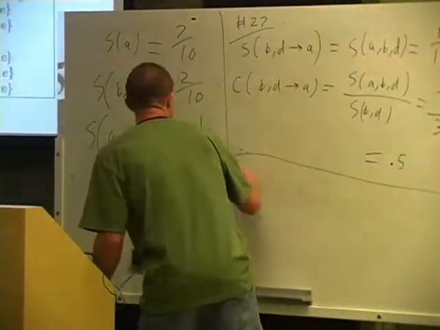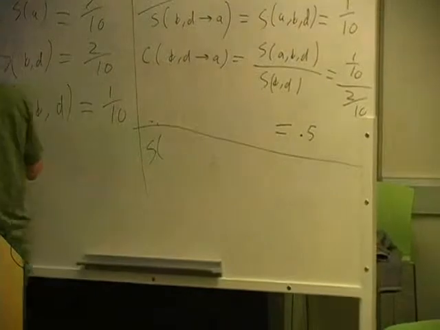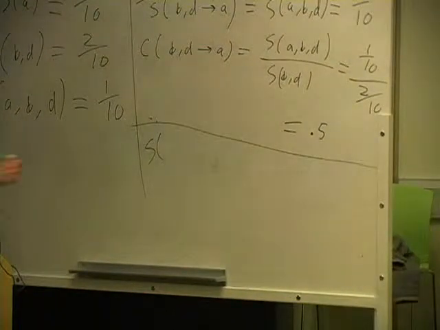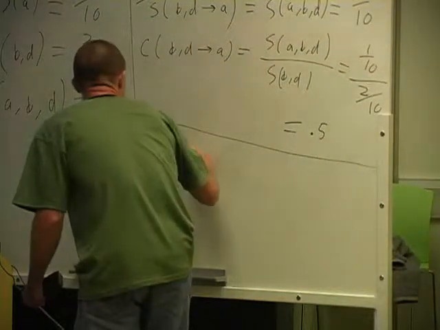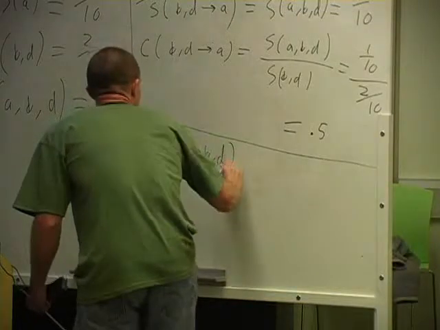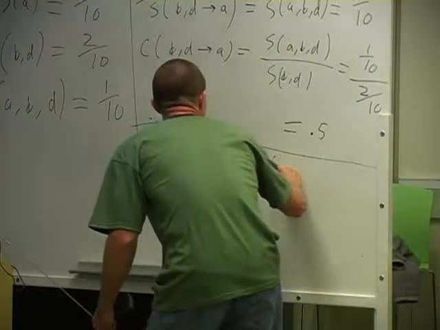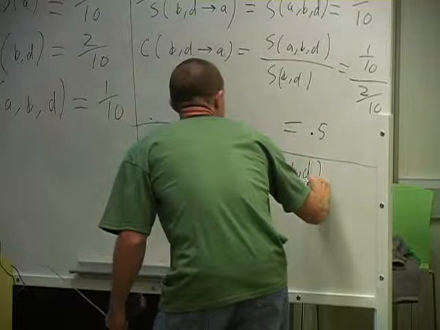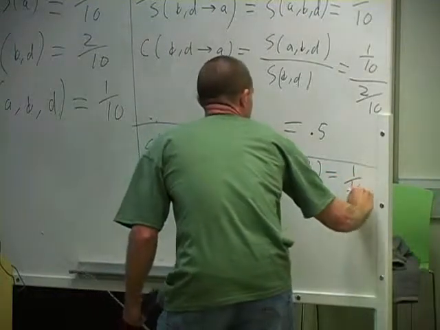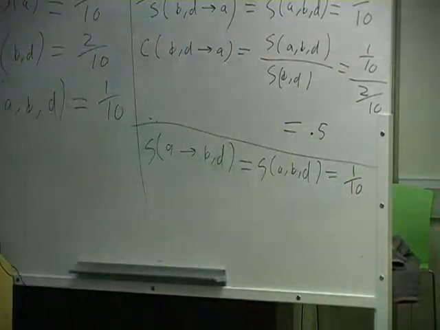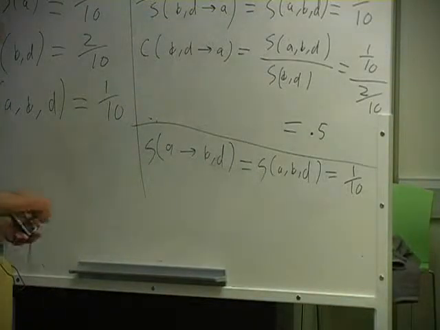And then you can do the same thing with the other rule, which is A implies BD. So the support for A implies BD, well, that's just going to be the support of A, B, D again. And so, of course, it's the same support, 1 out of 10. Right? It doesn't matter where the arrow is or what order they come in. The support is basically how many transactions have all 3 things, which is still 1 out of 10.